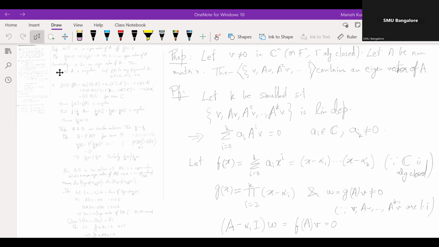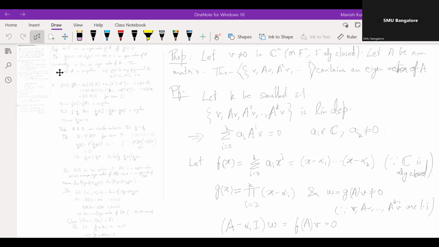So let v be a non-zero vector in C^n or F^n, where F is some algebraically closed field. All we care is that F is algebraically closed, because we want to have an eigenvector, and for that we need an eigenvalue at least. We know that over R^n we may not have any eigenvector. The rotation in R^2, for instance, doesn't have any eigenvector. So we need an algebraically closed field.